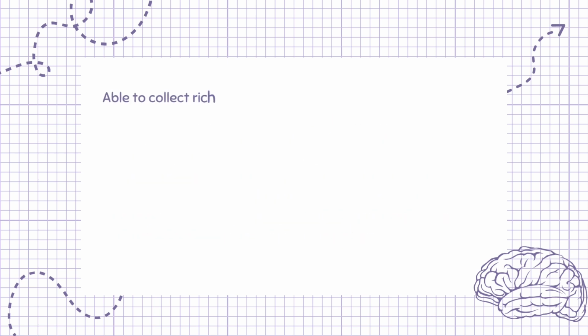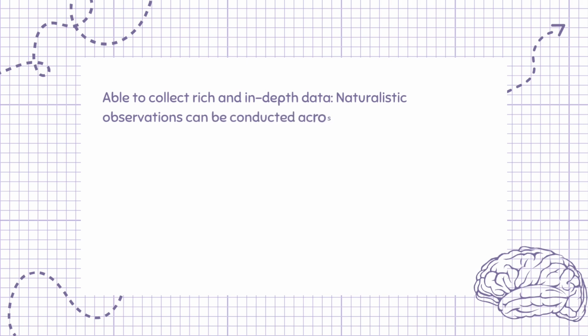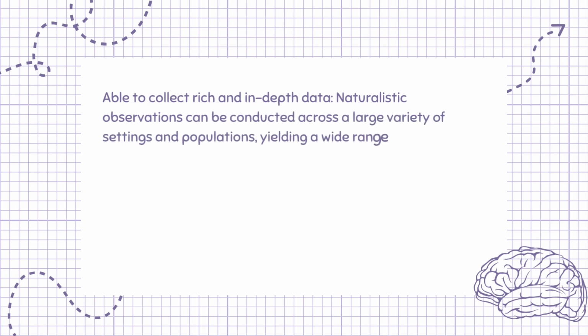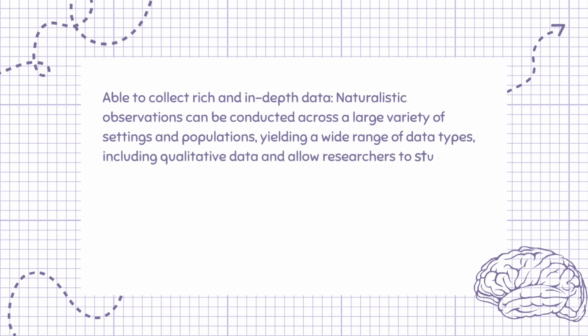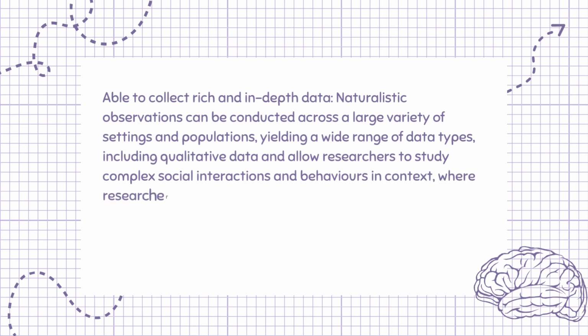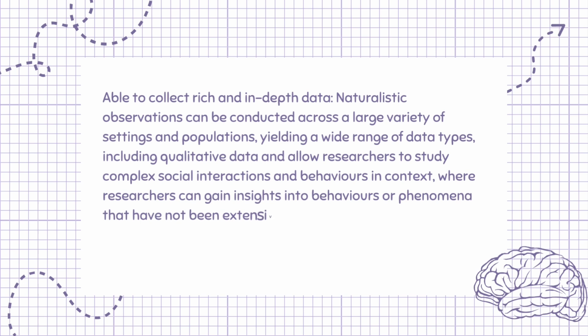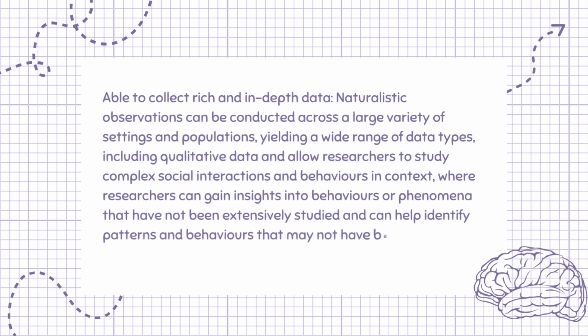Able to collect rich and in-depth data. Naturalistic observations can be conducted across a large variety of settings and populations, yielding a wide range of data types, including qualitative data, and allow researchers to study complex social interactions and behaviors in context, where researchers can gain insights into behaviors or phenomena that have not been extensively studied and can help identify patterns and behaviors that may not have been anticipated, guiding future research.